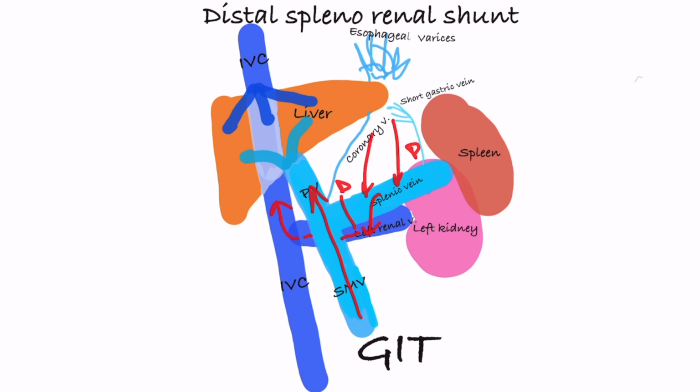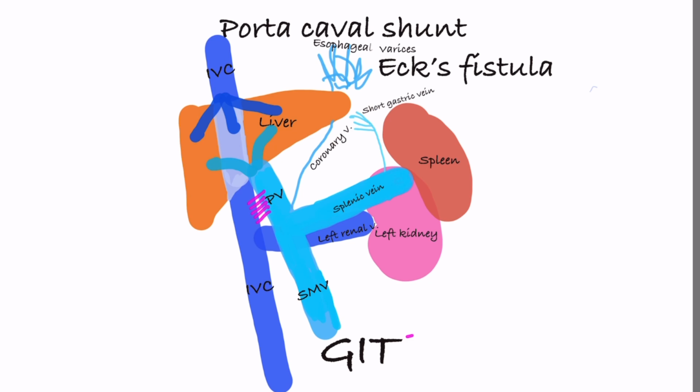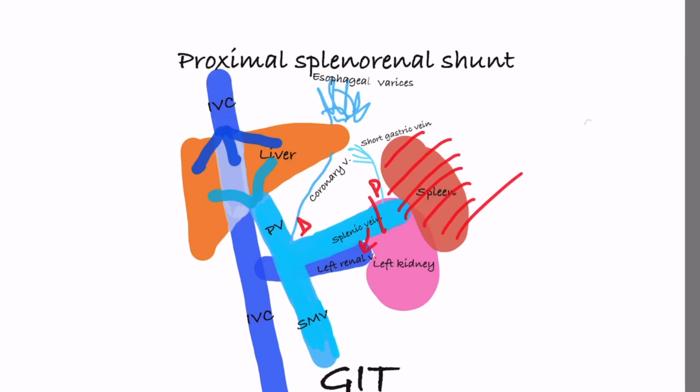Left gastric vein, also called coronary vein, along with other gastric and pancreatic veins, are ligated to prevent transmission of portal pressure to esophageal and gastric varices. Since distal splenorenal shunt, also called Warren's shunt, selectively decompresses varices, it is called a selective shunt. The rest of the other shunts discussed above are non-selective shunts.